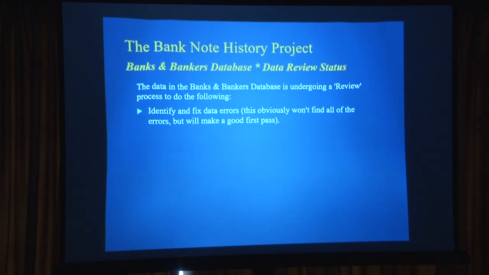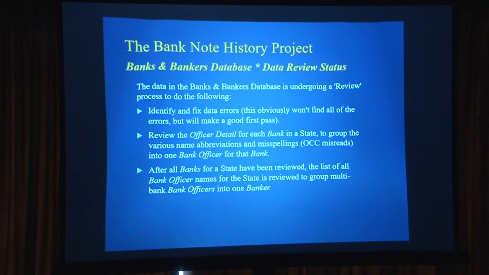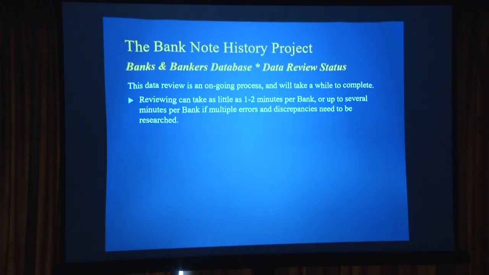The data is undergoing the review process to identify and fix data errors. It obviously won't find all of them, but it'll make a good first pass. It reviews the officer detail for each bank in a state to group the various name abbreviations and misspellings into one bank officer for that bank. In a minute I'll show you the data, and then it's a whole lot easier to see what's going on rather than talking it through. After all the banks have been reviewed, the list of bank officer names for the state will be reviewed, and then it'll group multiple bank officers into one banker. So review is an ongoing process.